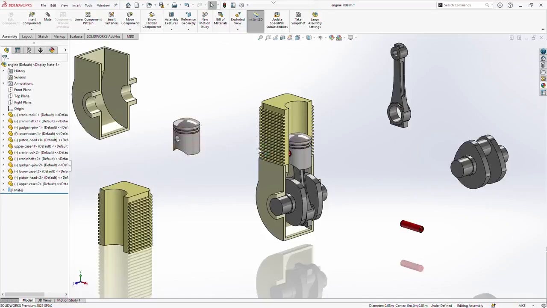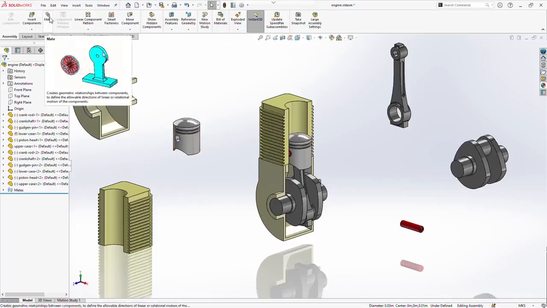Now, once all parts were completed, we proceeded to the assembly phase in SolidWorks. So here we use the mate option to define relationship between components and simulate real mechanical constraint, ensuring that the parts behaved as they would in a physical engine. Special attention was given to aligning the piston crank mechanism correctly to allow for smooth rotational and translational motion.